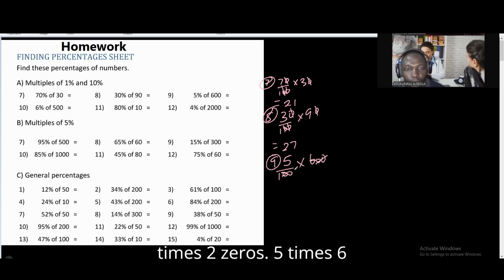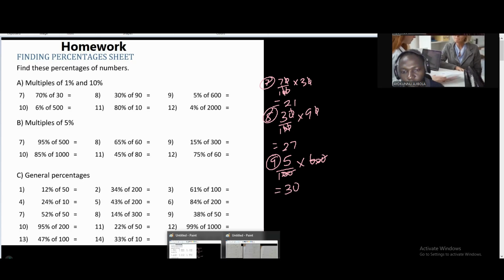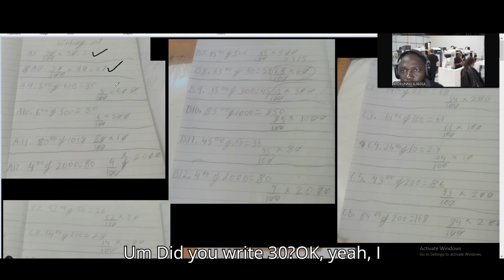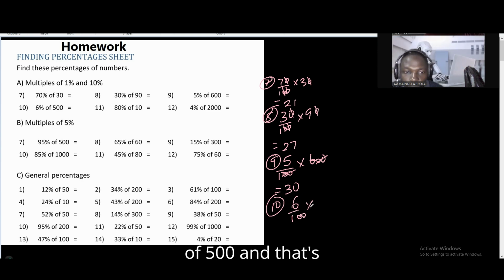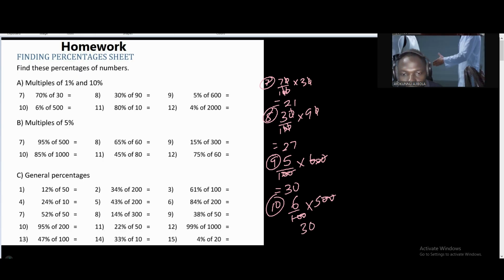Then number 9, we have 5% of 600. So two zeros cancel two zeros. 5 times 6 is 30. Did you write 30? Okay, yeah, you can see it. Okay, excuse me. Then number 10, you have 6% of 500. That's also 30.